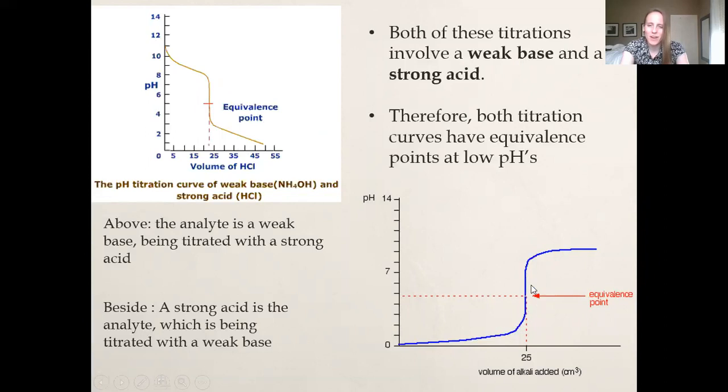Over here, we've got another equivalence point that is low. So once again, a strong acid and a weak base. This time, however, the graph is starting low, which means this time my analyte is the acid. And then it's ending higher, which tells me that my base is the titrant.